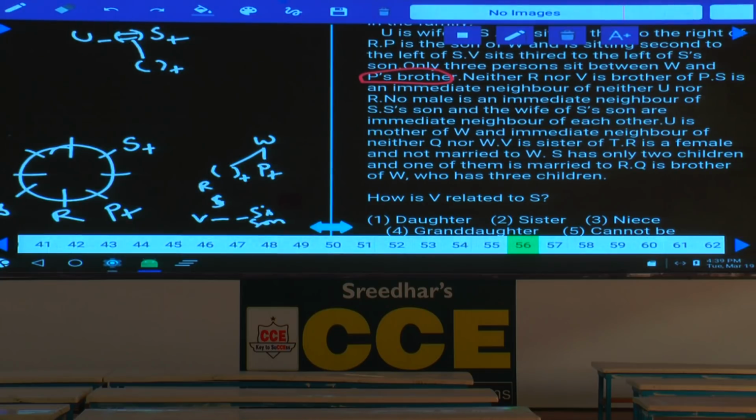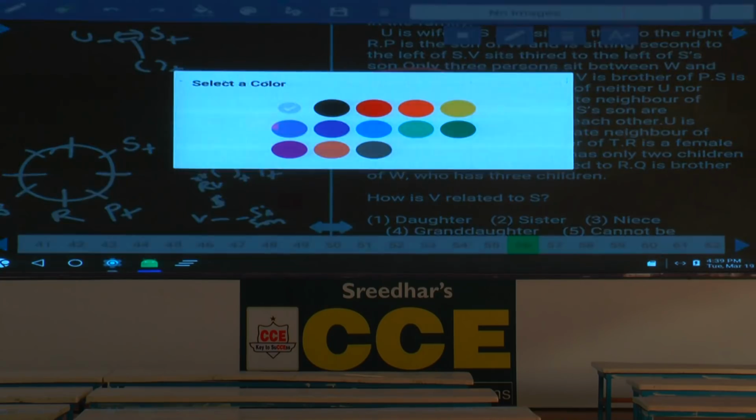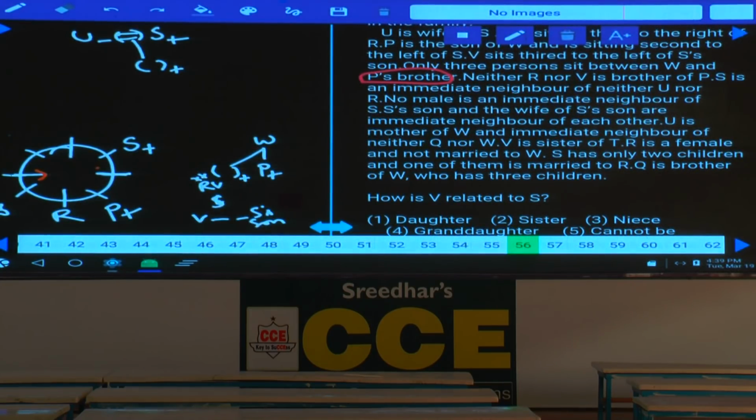Now R is ruled out. Neither R nor V is the brother of P. And this W and P's brother must be in these two places only. Are you following this one or not? Only in these two places, W and P's brother. And next one, S is an immediate neighbor of neither U nor R. Hence R and U cannot be here, and R and U cannot be in these two places, isn't it?